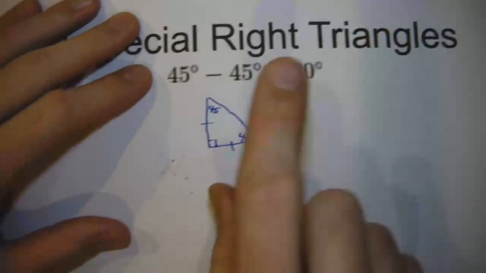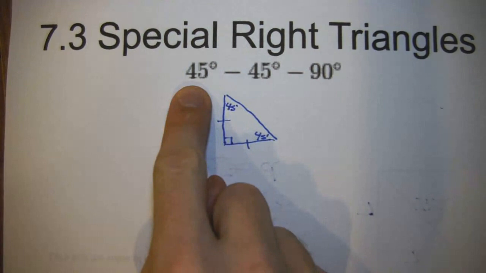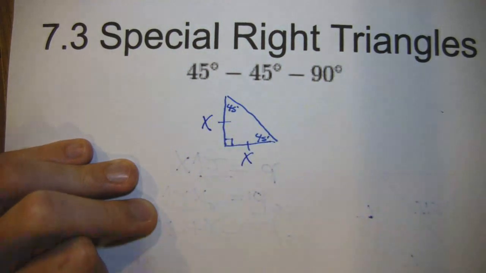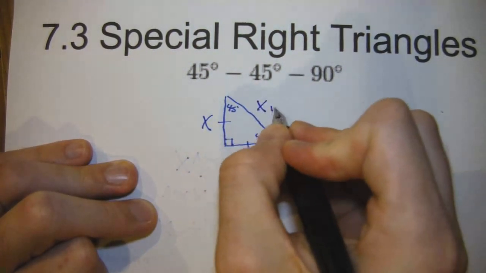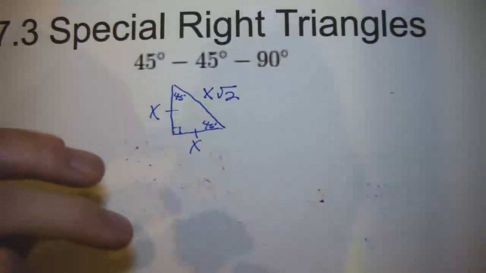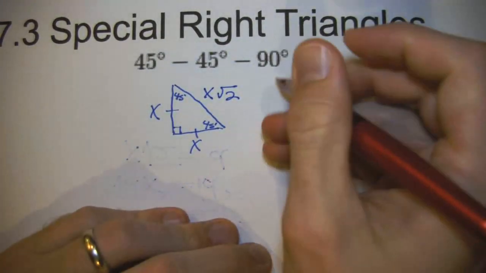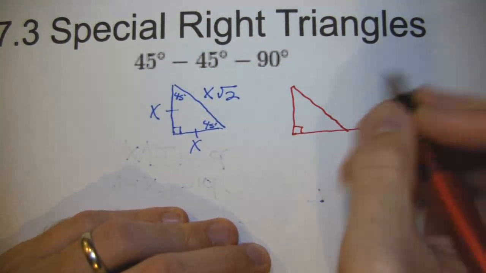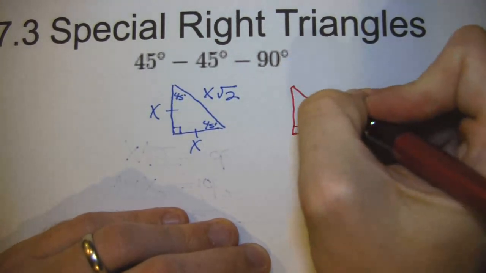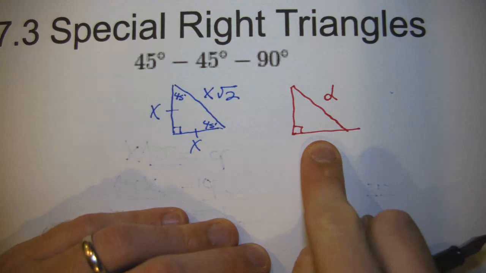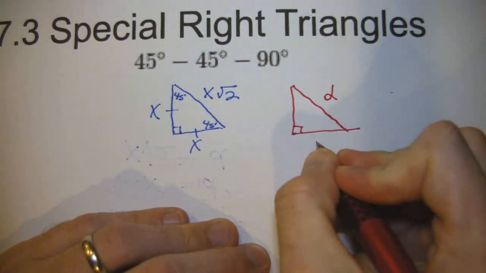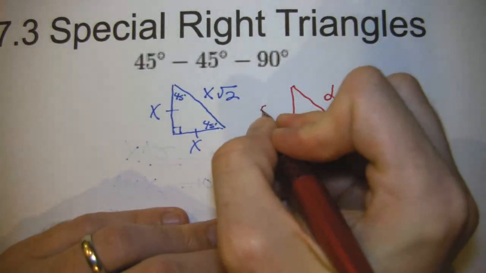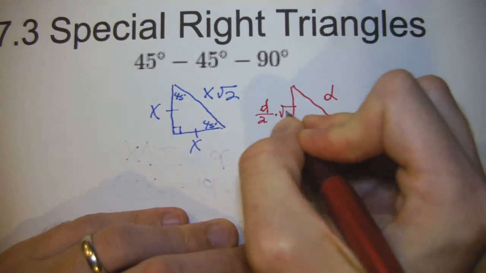Real quick, special right triangles. If you ever have a 45, 45, 90 degree triangle, then we know that the side lengths here, these legs, if they're x, then that means the hypotenuse is x radical 2. All right. If we're going the other direction, so let's say, for example, that we know the hypotenuse instead. So maybe it's d. Well, then that means that the leg measures, we said, would be d divided by 2 multiplied by radical 2.